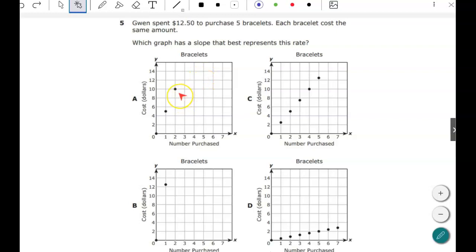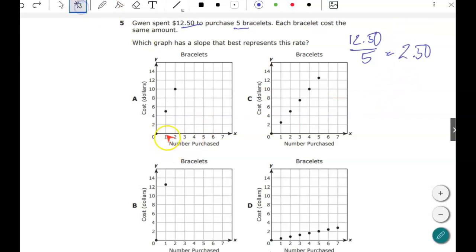$12.50. Now you could find out what the unit rate is by doing $12.50 divided by 5, because they all cost the same. So remember unit rate. If it's $12.50 for 5 bracelets, then you can just do $12.50 over 5 or divide that, and it's $2.50 for each one. So that would be a good one to use. So this is for 1 bracelet.